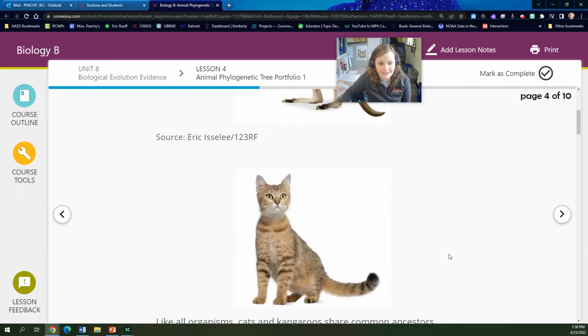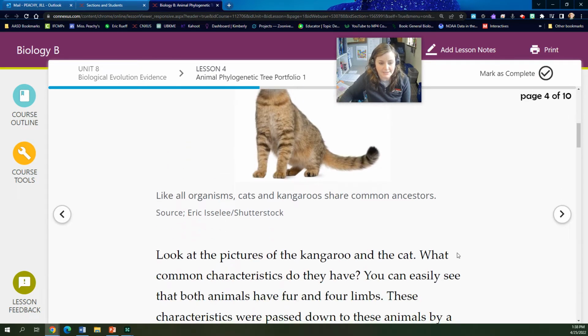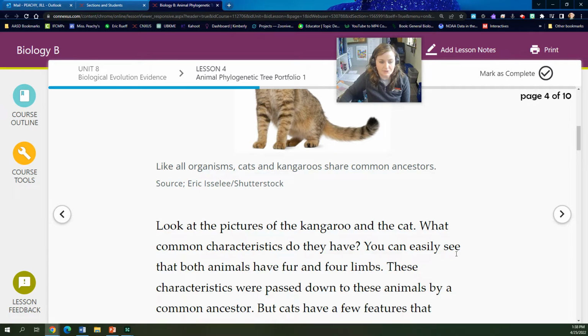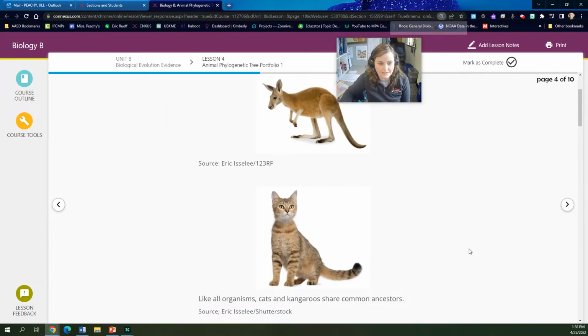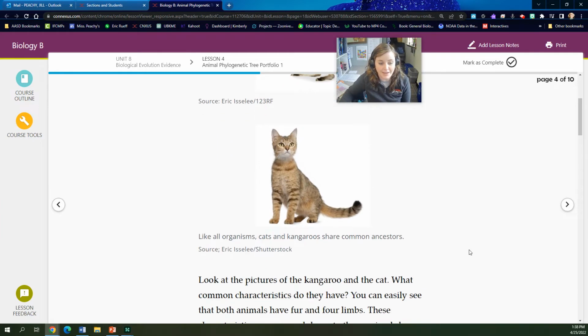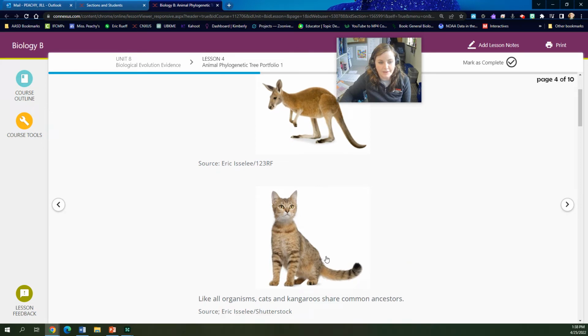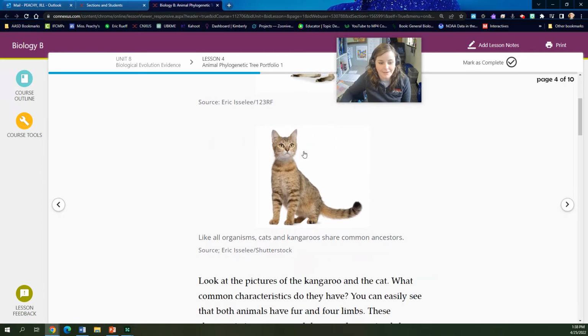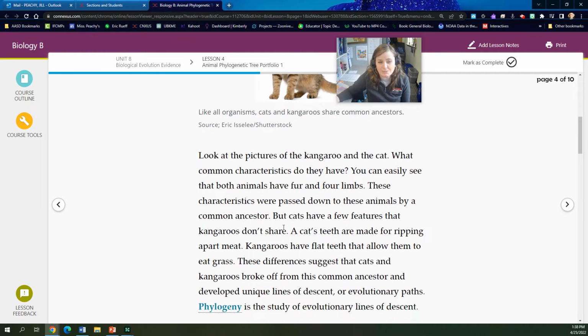So here we see a kangaroo and a cat. These guys are not super closely related, but they do have some characteristics in common. We can see what types of characteristics they share. Well, the kangaroo and the cat both are furry, so they share the characteristic of having fur. They both have four limbs. They both feed their young milk and give birth to live young. So they've got maybe more characteristics in common than you might think before you really sat down to make a list. Unfortunately, there's some things they don't have in common.